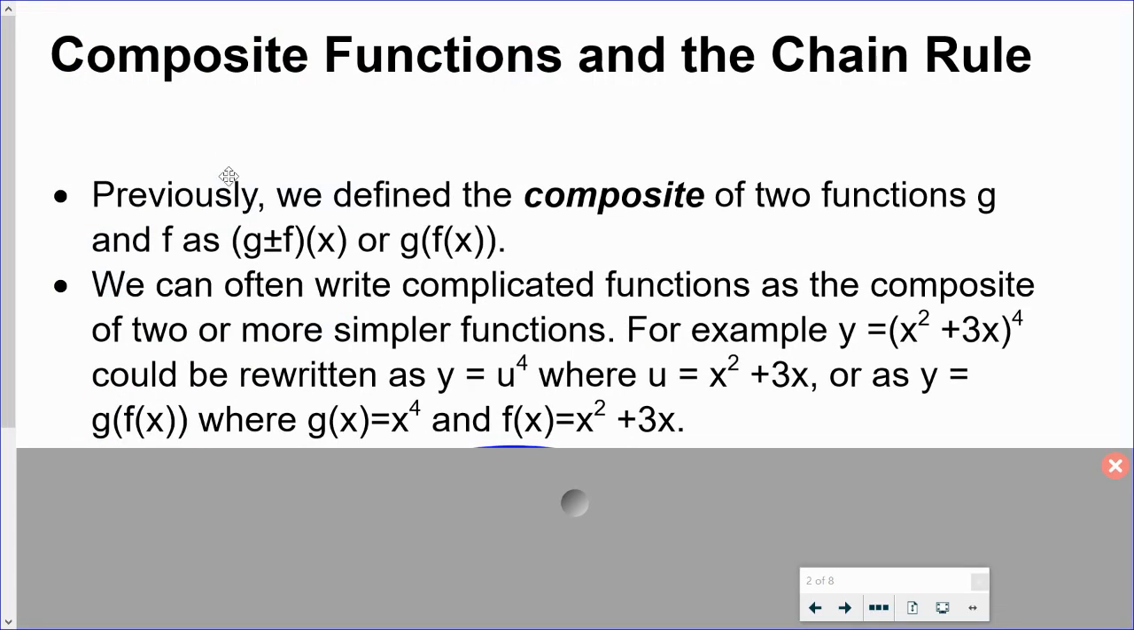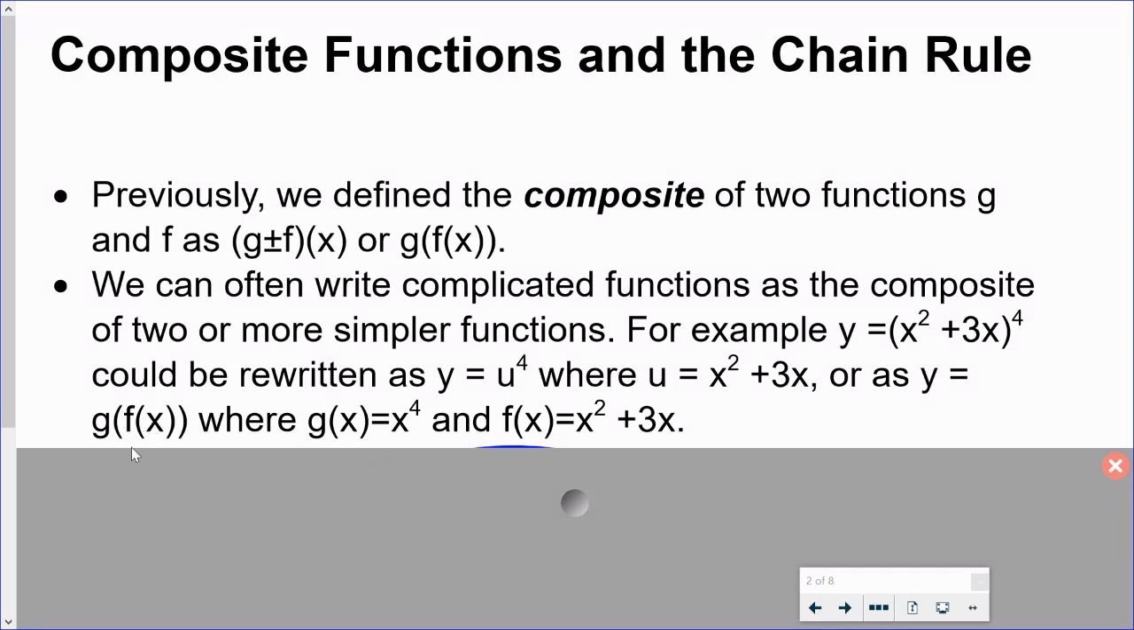So remember from previous math courses that a composite function is composing one function of another. Okay, we can often write complicated functions as the composite of two or more simpler functions. So for example, this function we see here, x squared plus 3x all raised to the fourth power, could be rewritten as y equals u to the 4, where u is x squared plus 3x. In other words, we could take this complicated part and call it u and raise it to the exponent 4.